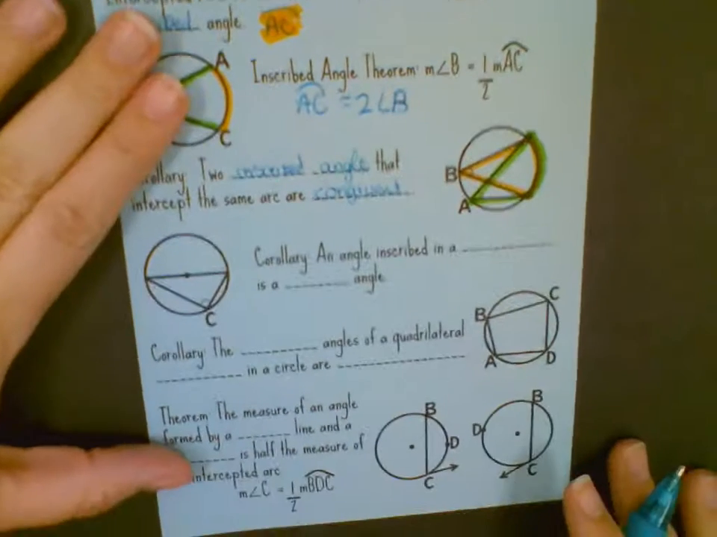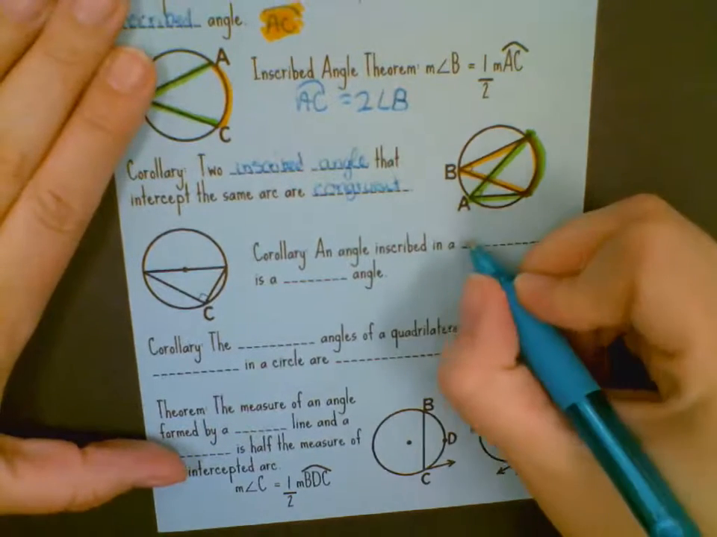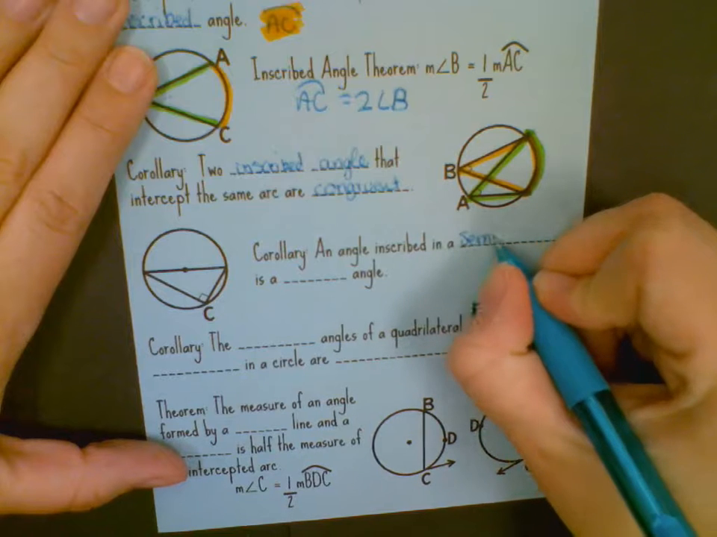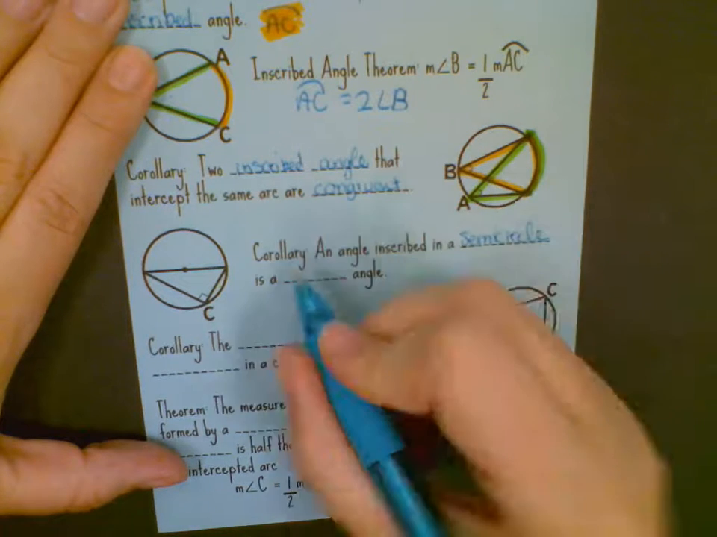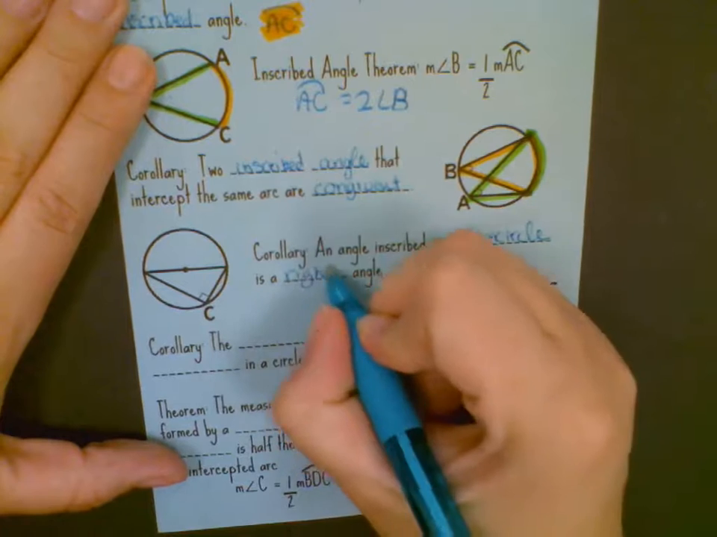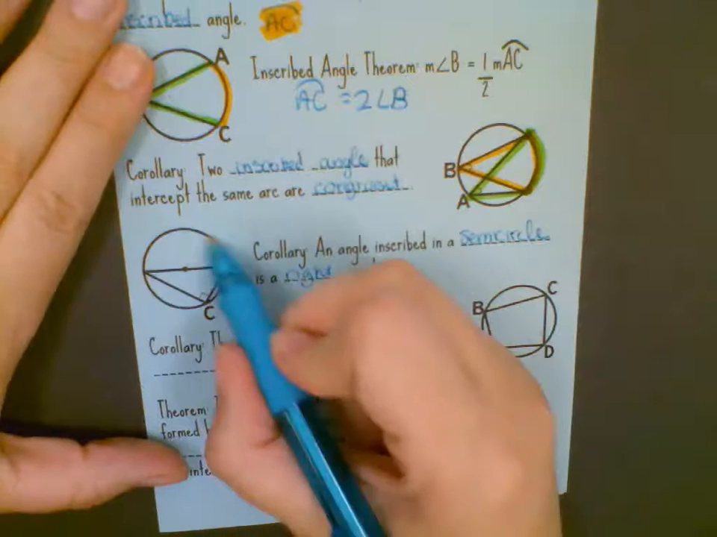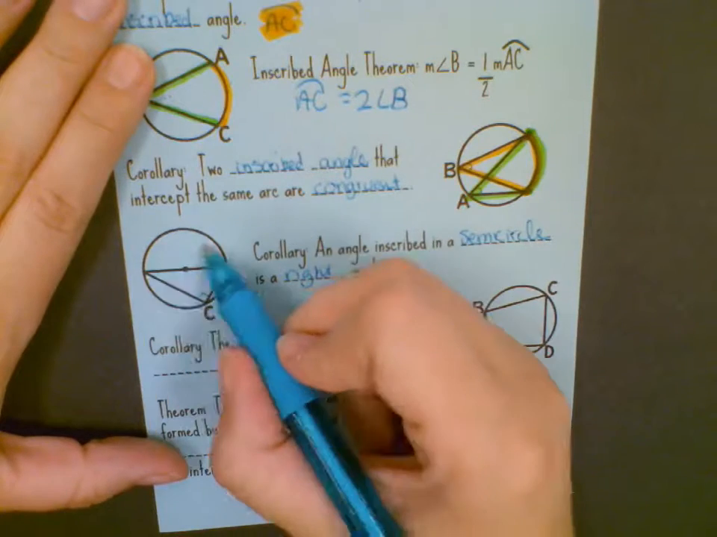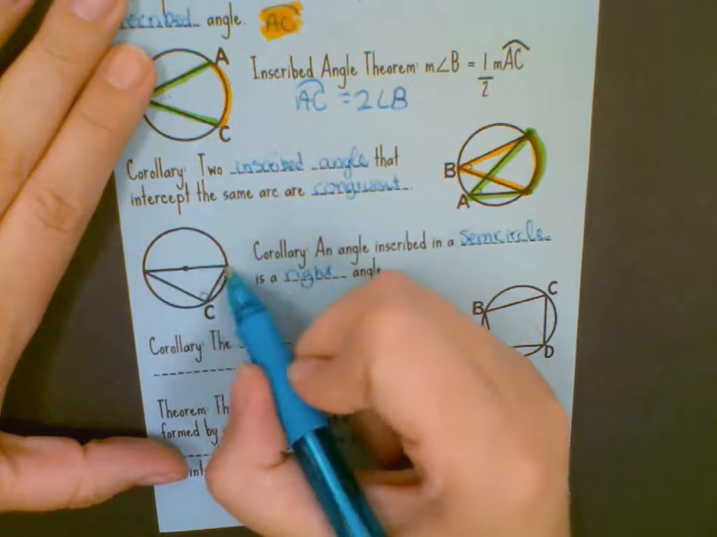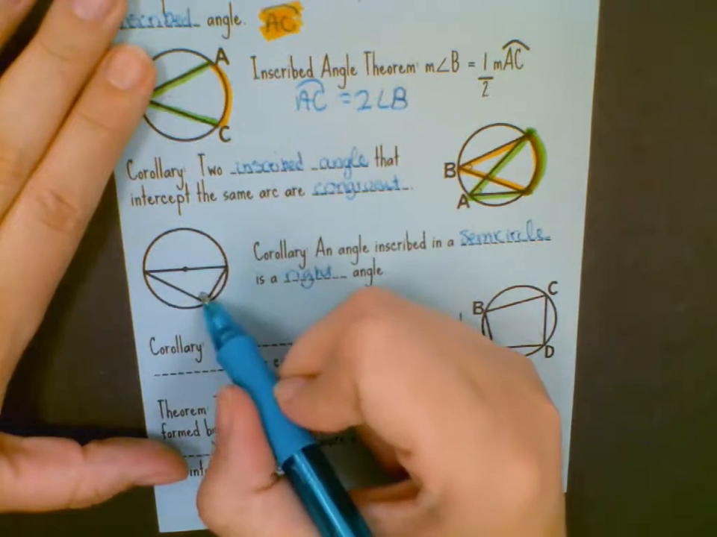So our next corollary says that an angle inscribed in a semicircle, remember that was half, is always a right angle because it's going to be half of 180, because half the circle is 180. So if it opens to a diameter, the angle is always going to be 90.